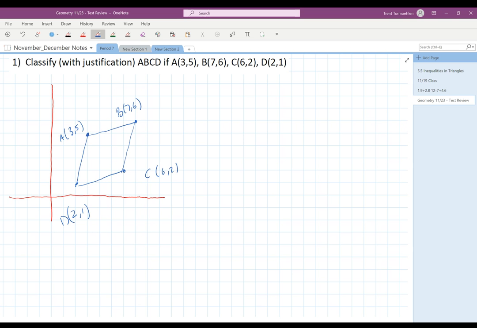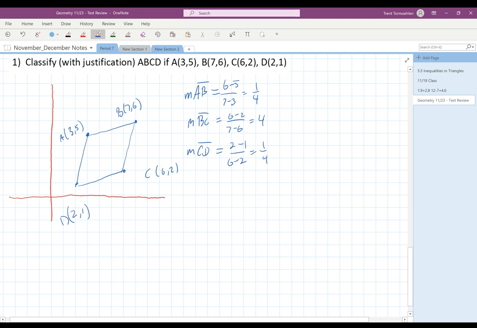And so what we do is we go through and we calculate the slope of these sides. For example, the slope of AB is going to be 6 minus 5 over 7 minus 3. Make sure you show some work on this. And so the slope of AB is 1/4. The slope of BC is 6 minus 2 over 7 minus 6, and so it is 4. The slope of CD is 2 minus 1 over 6 minus 2, so it's 1/4 as well. And then the slope of AD is 2 minus 1 over 6 minus 2, which is 4.